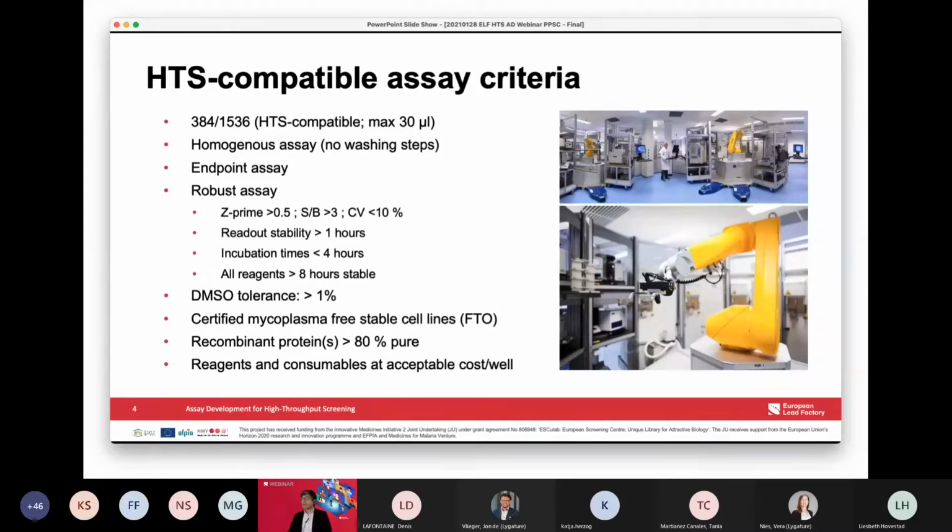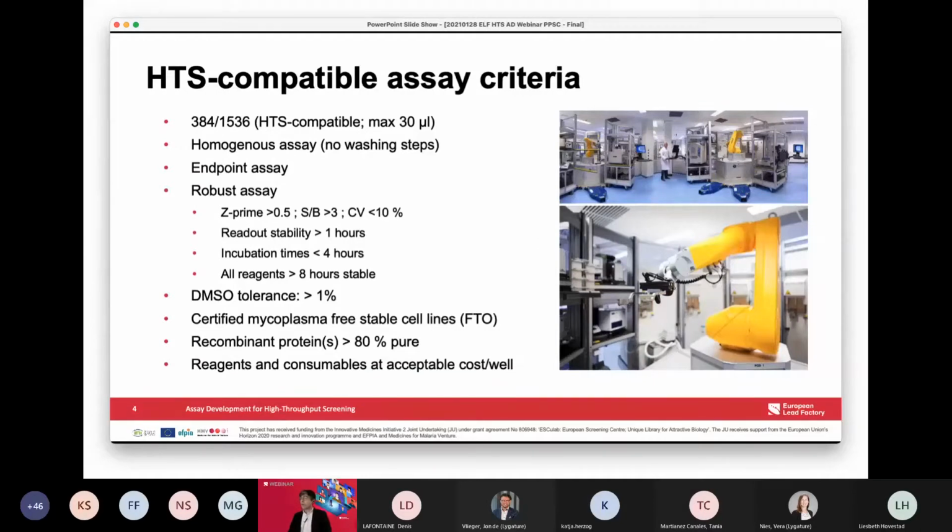We need short incubation times and also stable readouts and reagents. As compounds are dissolved in DMSO, assay reagents need to tolerate the DMSO in the buffer or in the wells. And for cell-based assays, usually we need mycoplasma-free cells and freedom to operate using these cells, because some of the cell lines that are commercially available are IP protected.